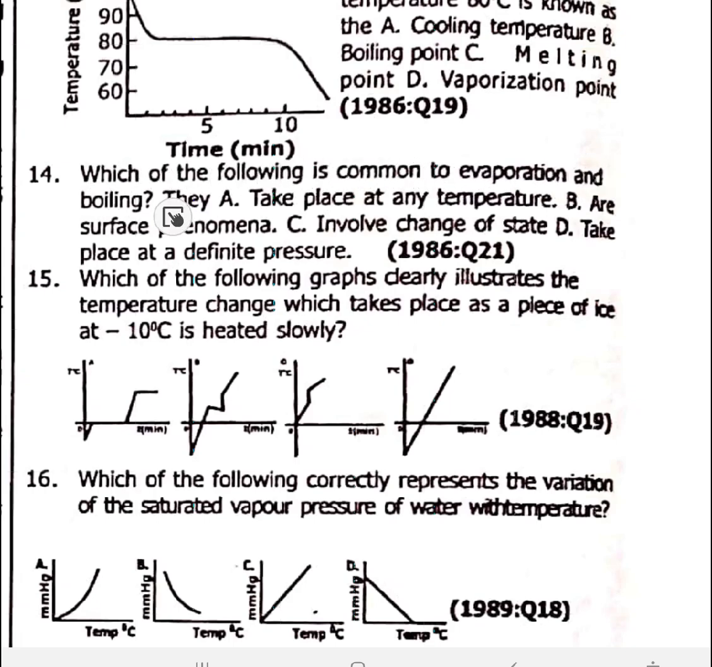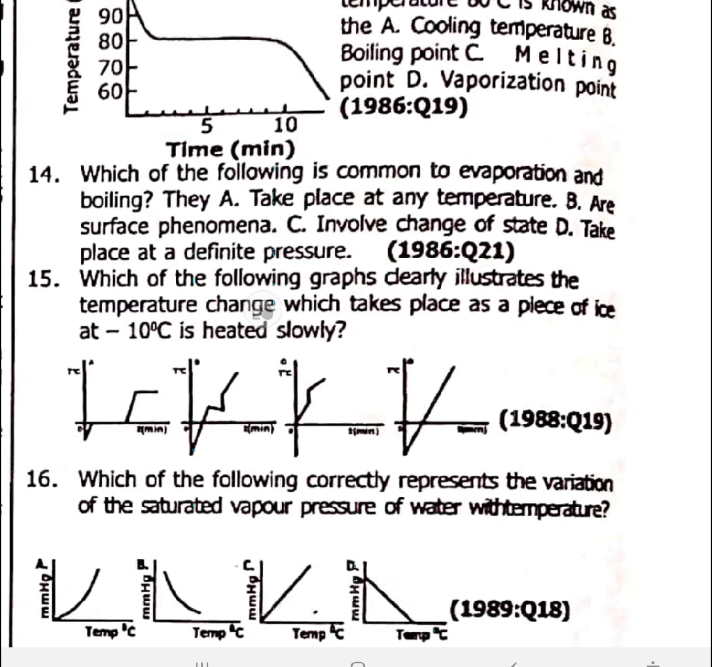14. Which of the following is common to evaporation and boiling? I want you to write down the difference between evaporation and boiling. 1. Evaporation occurs at any temperature. 2. Evaporation is a surface phenomenon. 3. Evaporation is independent of pressure. 4. Evaporation is a slow process. 5. Evaporation does not need a constant temperature.